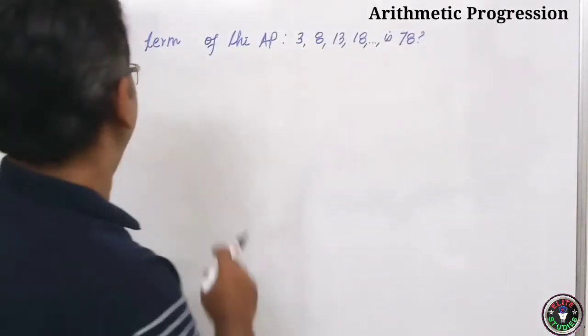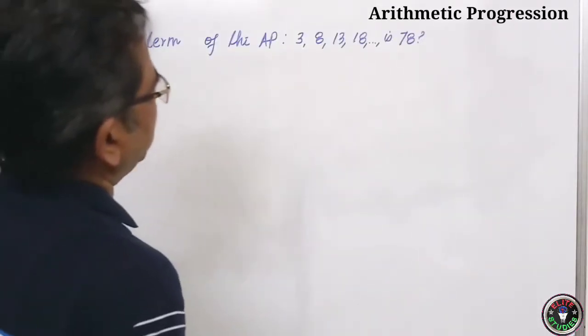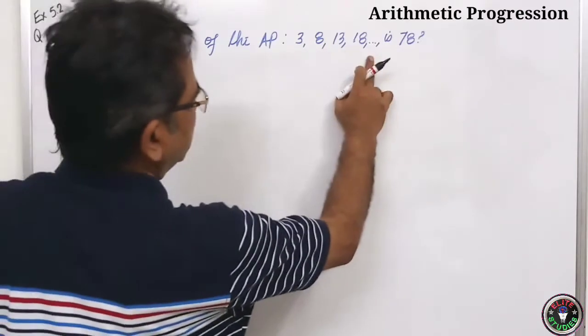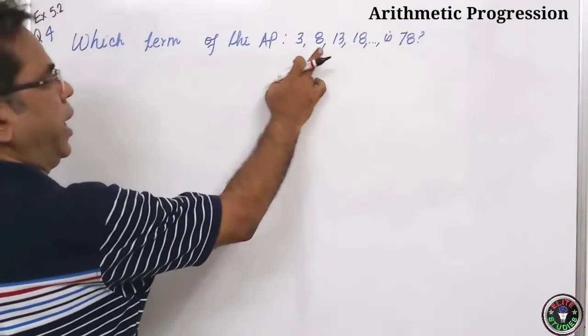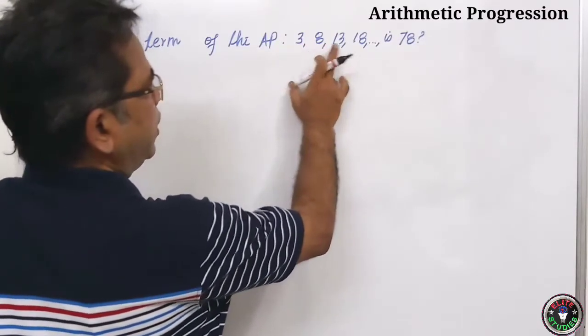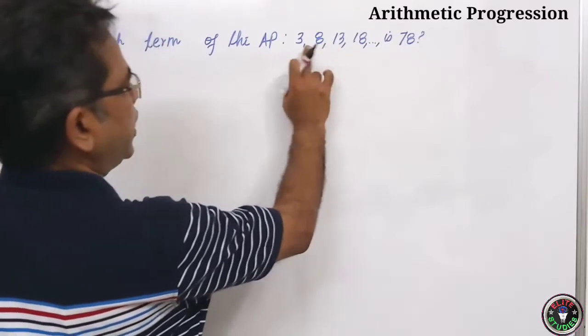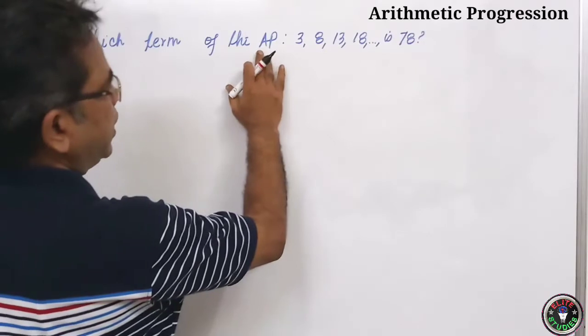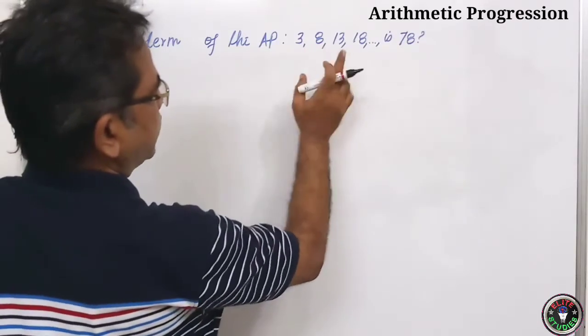Now let us do question number 4. Which term of the AP 3, 8, 13, 18 is 78? The AP is given to us. First term is 3. And if you see the common difference, 8 minus 3 is 5, 13 minus 8 is 5, 18 minus 13 is 5. No need to check all; checking one pair is enough, because since it is already an AP, the common difference will be the same. 8 minus 3 is 5.